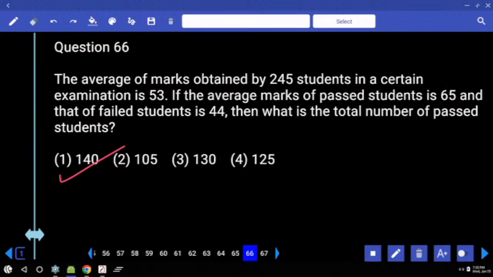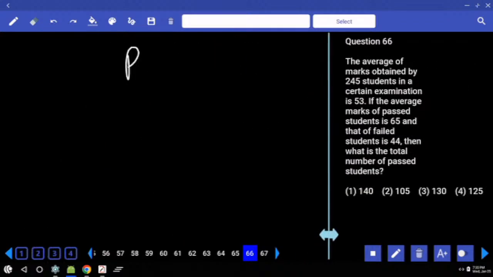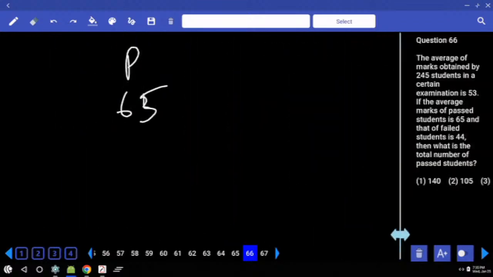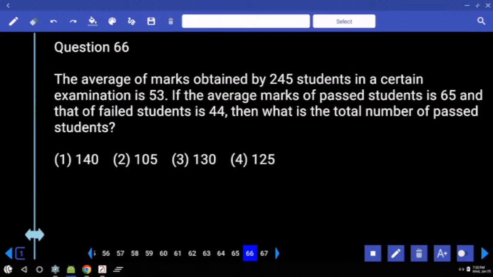66. Right. The average of marks obtained by 245 students in a certain examination is 53. If the average marks of passed students is 65 and of failed students is 44, what is the total number of passed students? What is the average marks of passed students? 65. And what is the average of marks of failed students? 44.